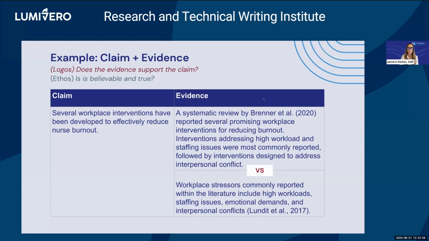Okay, so let's take a moment to break this down. Hopefully you realize that this first one, a systematic review by Brenner et al., fits the claim. It supports the claim. It directly addresses workplace interventions, and the claim is about how several interventions have been developed to effectively reduce burnout. And so they're showing that here. They're talking about the workplace interventions. This is a systematic review, which, if you're a researcher, you know is at the highest level of evidence. And then we have these specific types of interventions, those addressing high workload and staffing issues, and interventions designed to address interpersonal conflict. So this perfectly fits this claim.